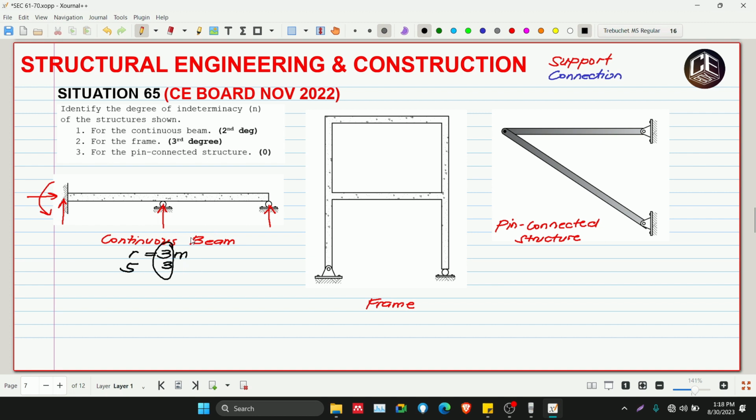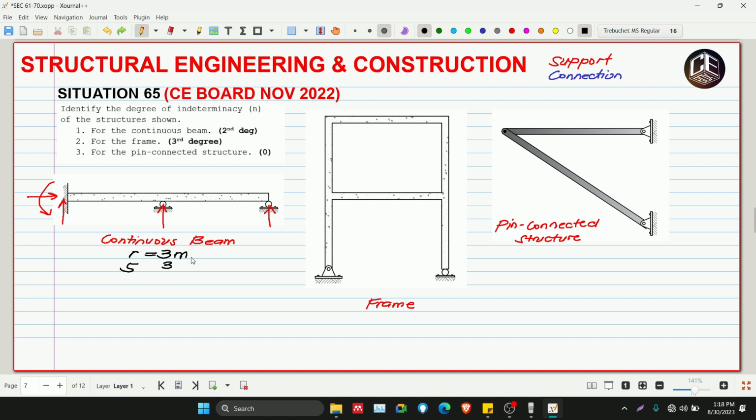So saan galing yung 3? Ito kasi is number of unknown. Ito naman number of equation. We have three types of internal forces dito sa beam, and that is the axial force, shear force, and bending moment. So, since tatlo sila, gagamitin natin sila ng tatlong equations of equilibrium, which is summation of forces vertical, summation of forces horizontal, and summation of moment is equivalent to 0. Yun yung 3 na yun.